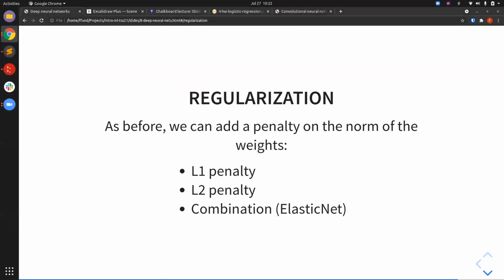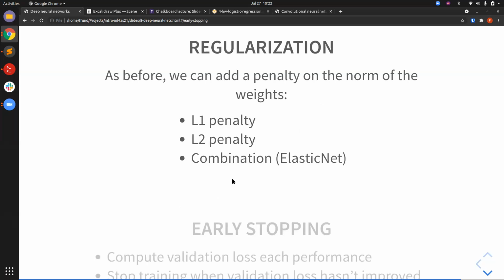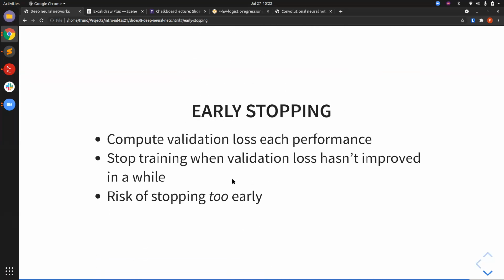Okay. Another option for regularization is what's known as early stopping. So you compute the validation loss during each epoch, and then stop training when your validation loss hasn't improved in a while. Of course, you run the risk of stopping too early before you've trained the network well. Now, does anyone have any intuition for why this helps? Why does this prevent overfitting?